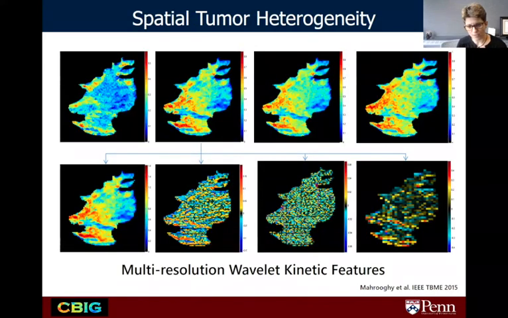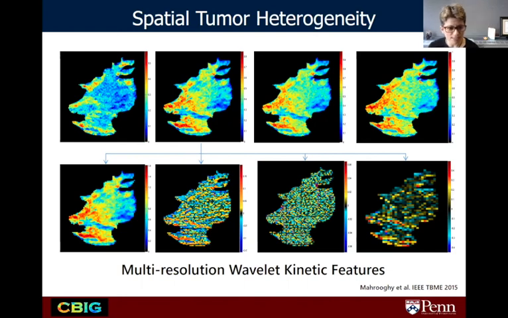And there's a lot of interest, as I mentioned, in characterizing that spatial heterogeneity, getting information about different areas of the tumor that behave differently. This is also commonly referred to as habitat imaging. And what we see here is an example of a DCE MRI tumor as visualized when we're using, for example, a multi-resolution wavelet decomposition on the kinetic features.